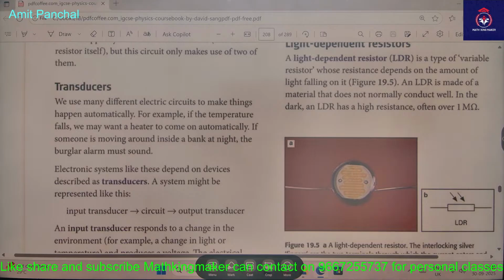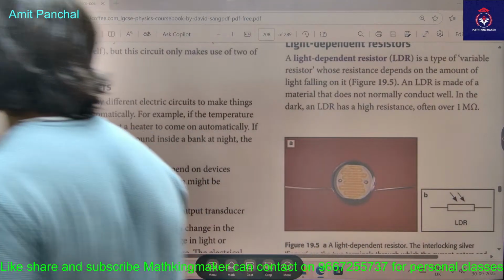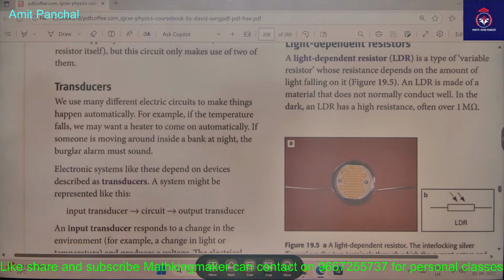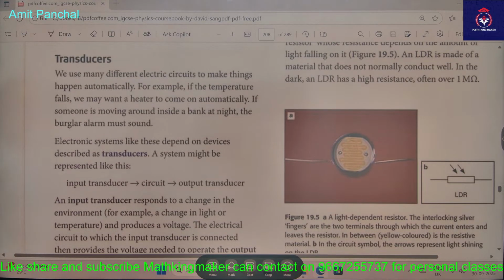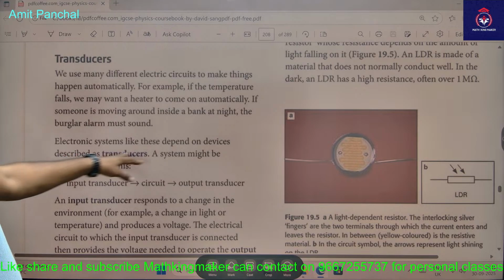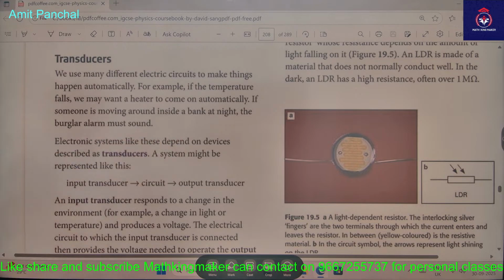Okay, we now will discuss transducers. We may use many different electric circuits to make things happen automatically. For example, if the temperature falls, we may want a heater to come on automatically. If someone is moving around inside a bank at night, the burglar alarm must sound. So electronic systems like these depend on devices described as transducers.